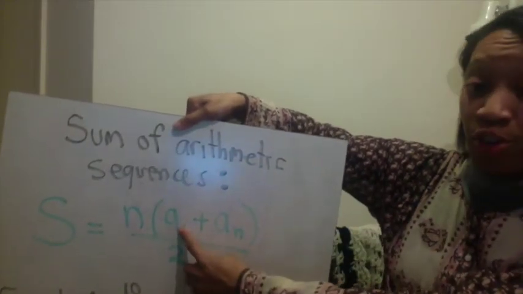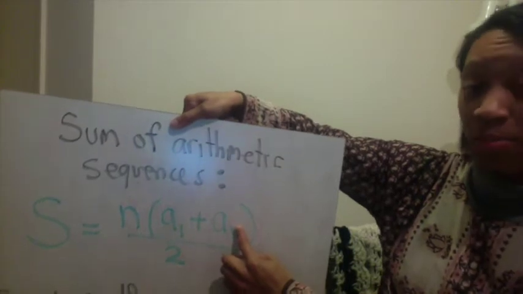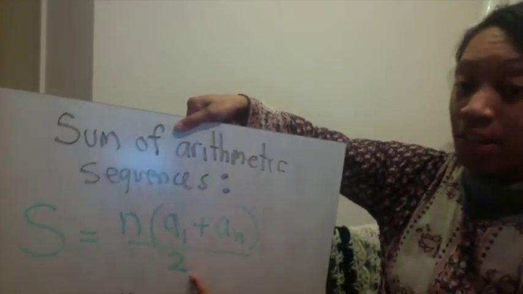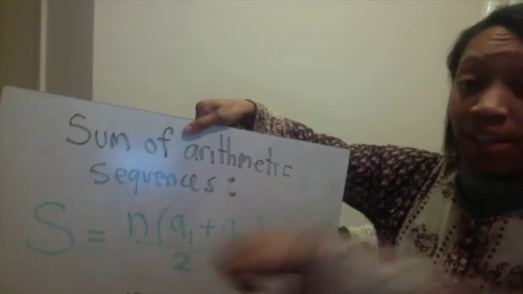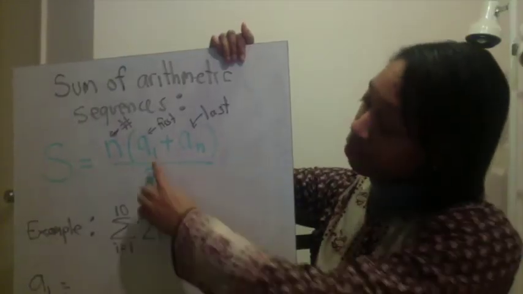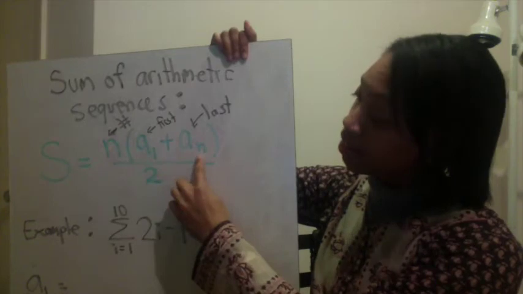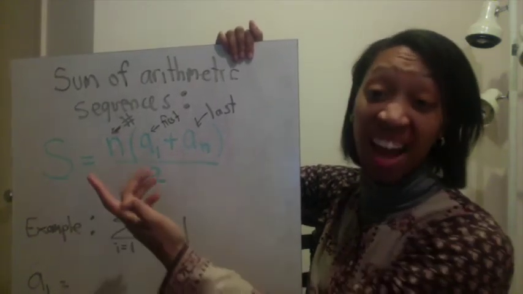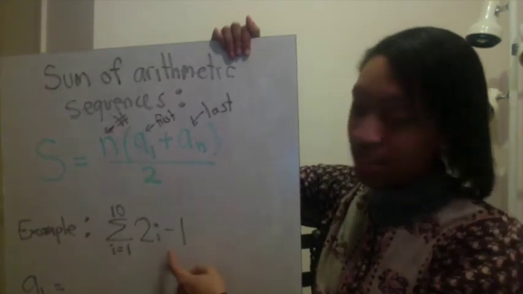the first term plus the last term times n, that's the number of terms, divided by 2. Let's write that down. Okay, so a1 is the first term, an is the last term, and n is the number of terms that you're adding together. So let's look at our example here.